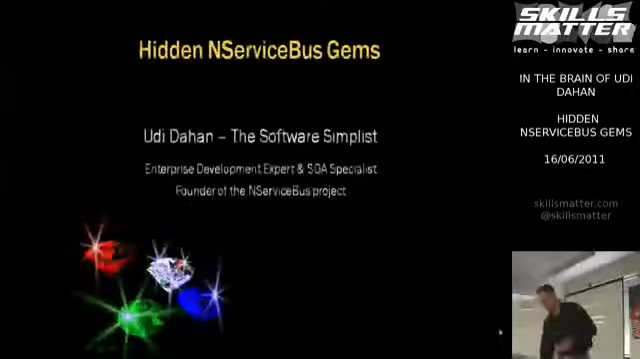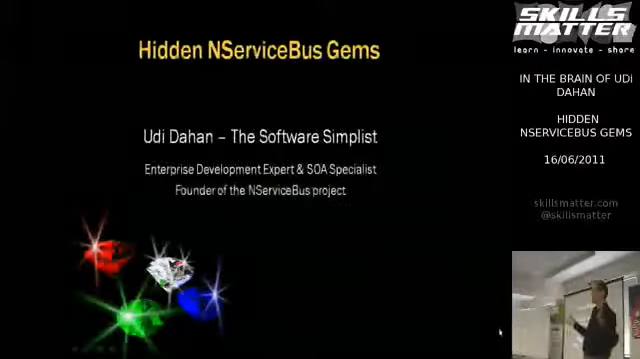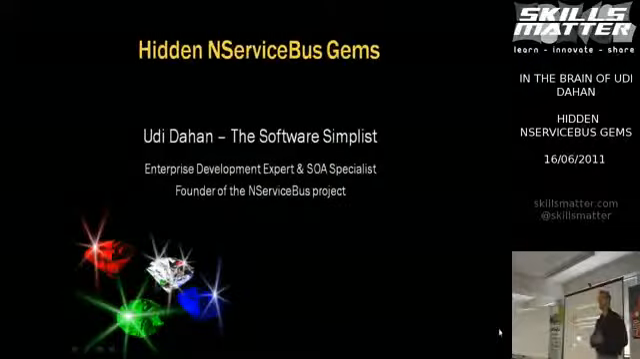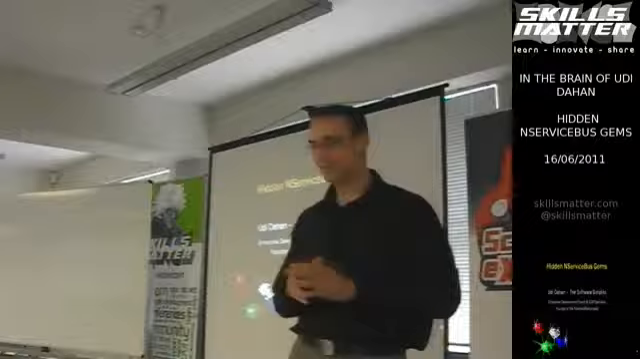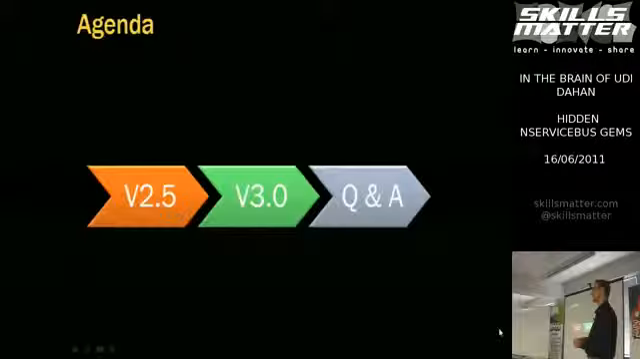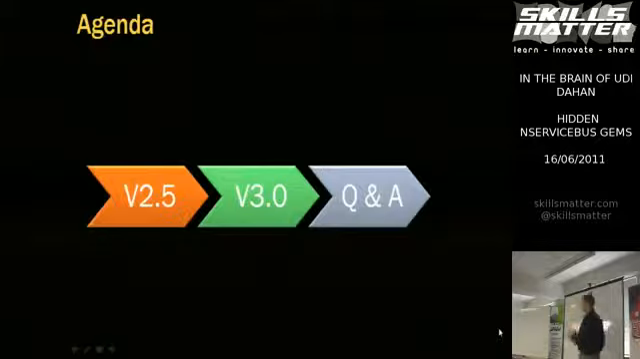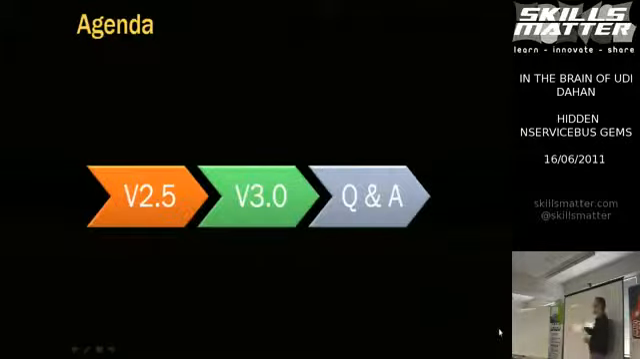So because we do have a fairly big spread of people that are seeing and hearing about this for the first time, and some people that have seen a lot of it, I'll do a little bit of background in terms of what NServiceBus is. We're going to be spending most of the time today talking about version 2.5, which is the current version of NServiceBus, and the little tips, tricks, and features that you might not know exist and that can make your life a little bit easier.